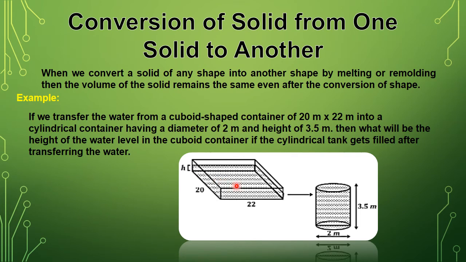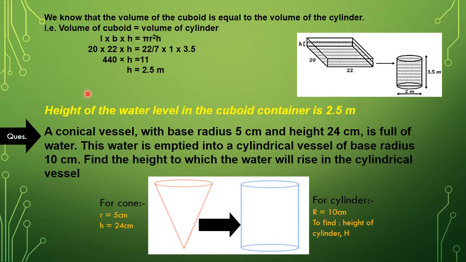Clear? As we are transferring this water into this cylindrical container, their volumes are the same. You know the volume of a cuboid, that is length into breadth into height, and you know the volume of a cylinder, that is pi r square h. So let's see how to calculate. Here you can see we are going to equate the volume of cuboid and cylinder. After calculating, we'll get h as 2.5 meter. It means the height of the water level in the cuboidal container is 2.5 meter. I hope this is clear to you.